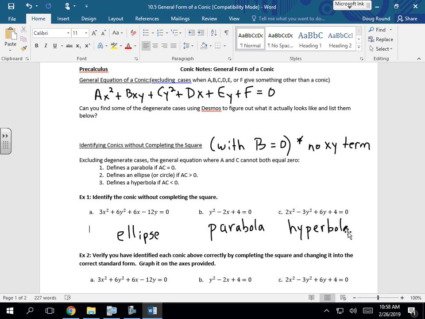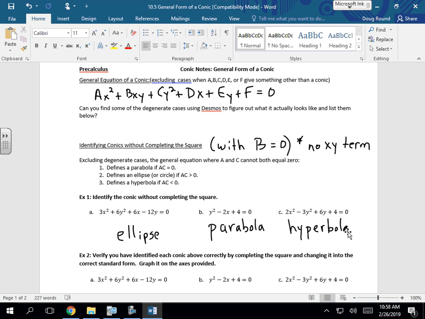But excluding degenerate cases, the ones that end up being nothing, no solution, or something other than a conic, if a times c equals 0, so like in this case, a would be 0, and here c would be 1. 0 times 1 is 0. You get a parabola. Okay.